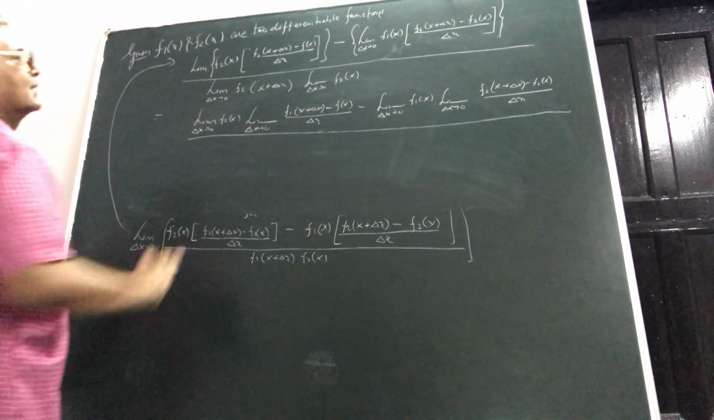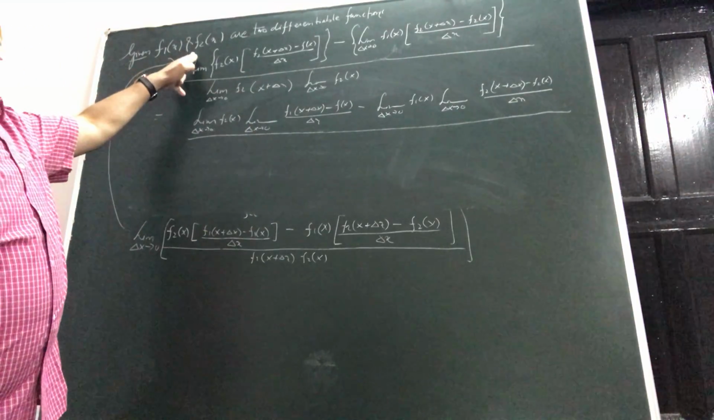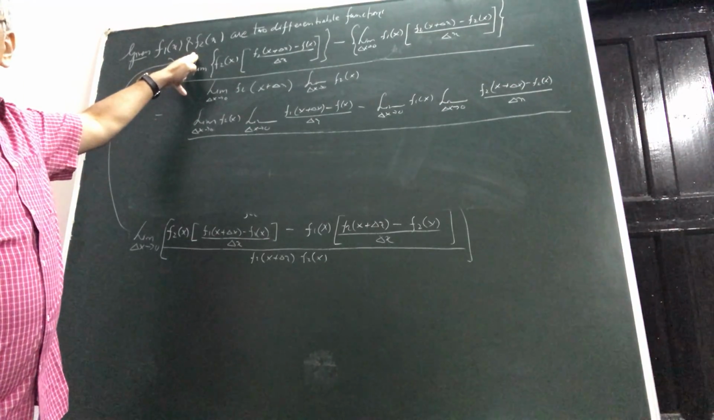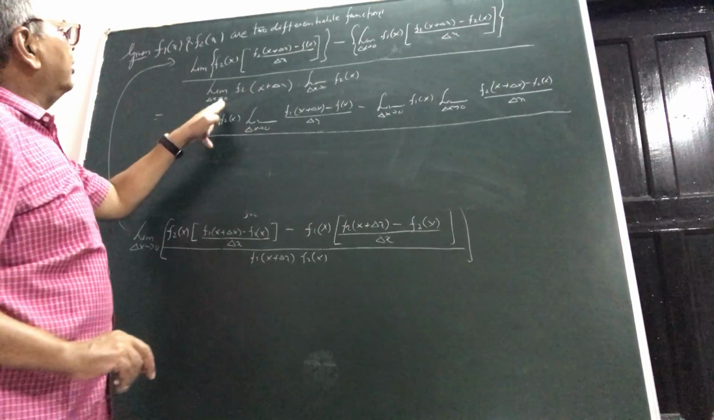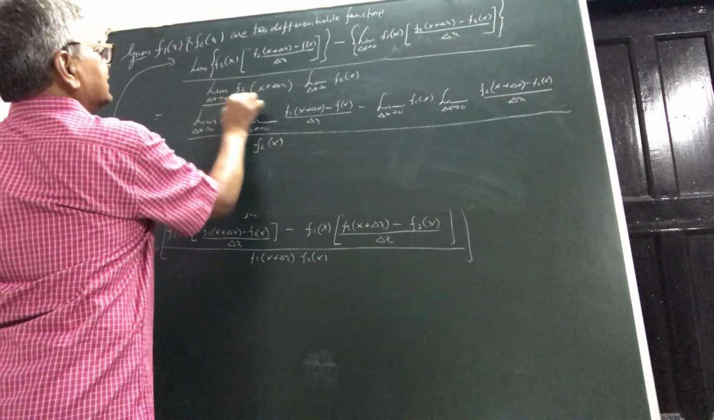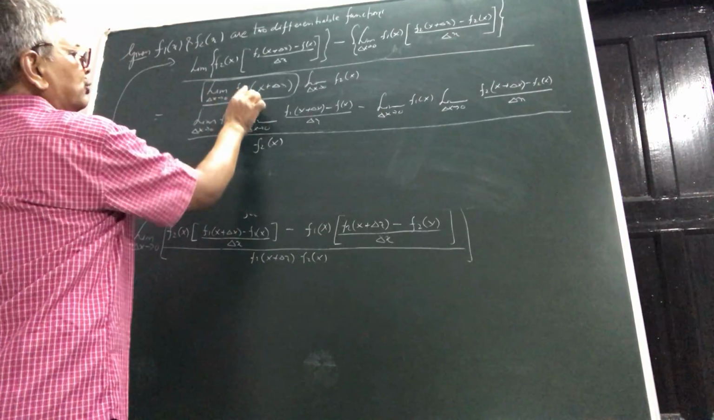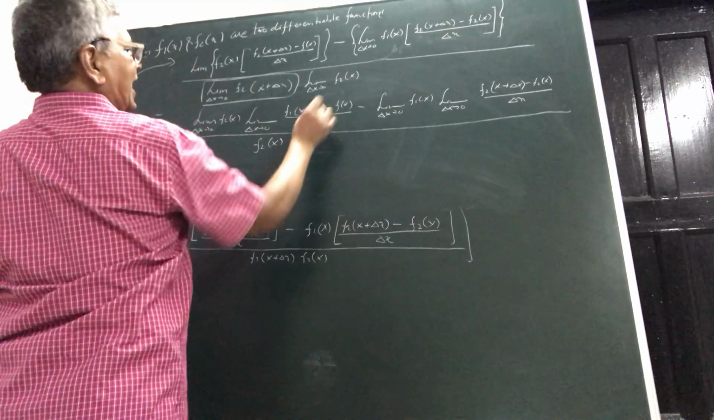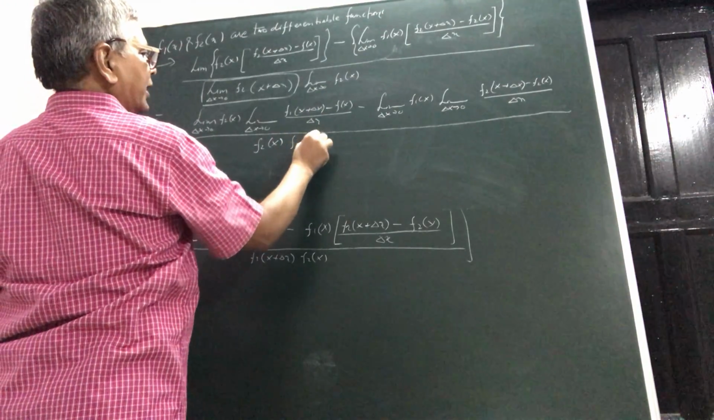f2(x + Δx). Now see, given to you is that f2(x) is differentiable. A differentiable function is always continuous. So the limit as Δx tends to 0 is nothing but f2(x). See, this limit is what? f2(x). And this is independent of Δx, so here it will be again f2(x).